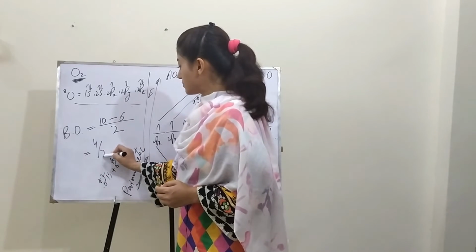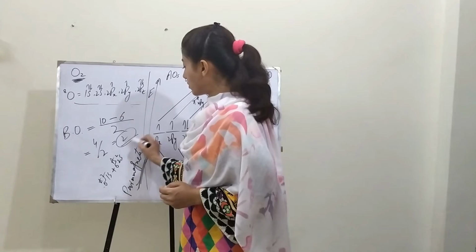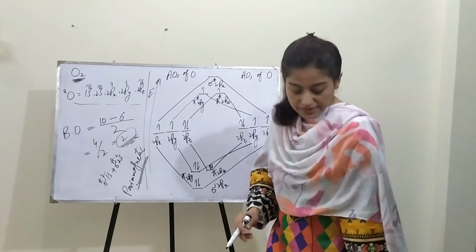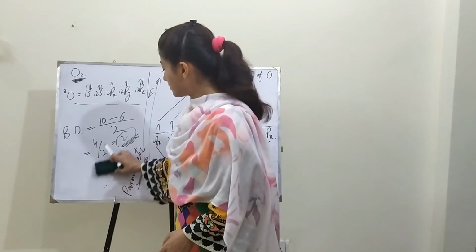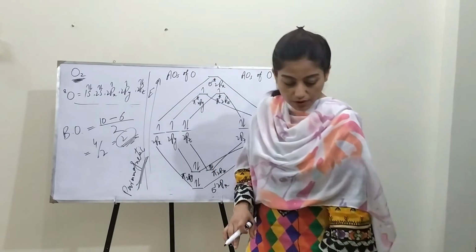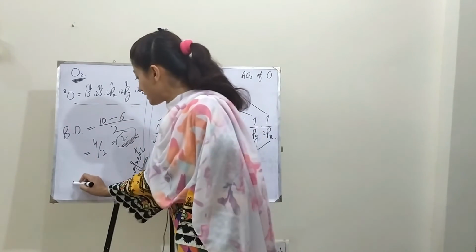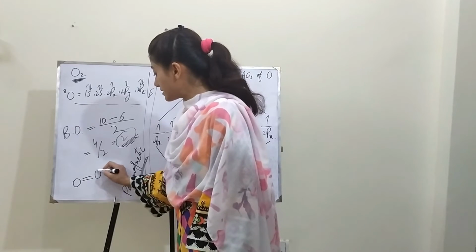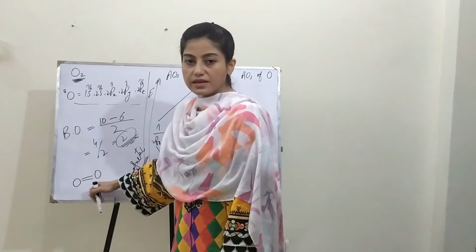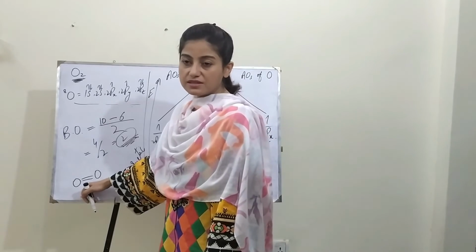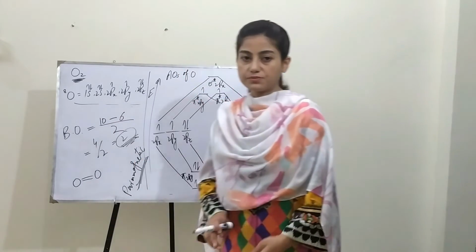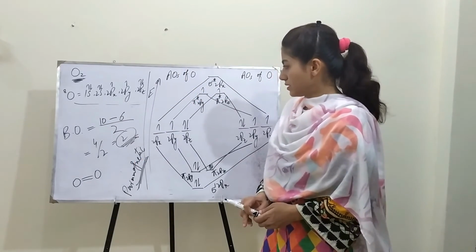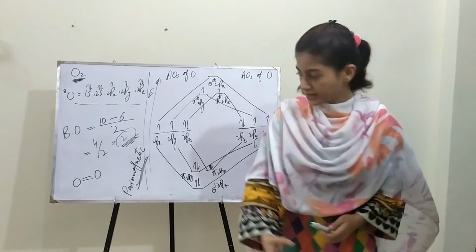So here it shows 4 by 2 is equal to 2. So its bond order is 2. That indicates that oxygen can form a double bond. So here its structure according to molecular orbital theory would be like this. One oxygen atom is doubly bonded with the other oxygen atom. So this was the case with oxygen.